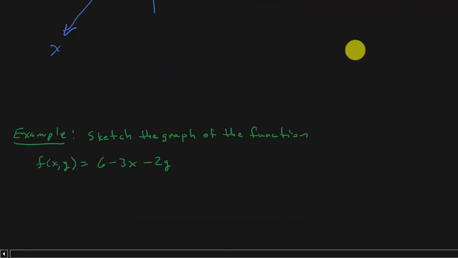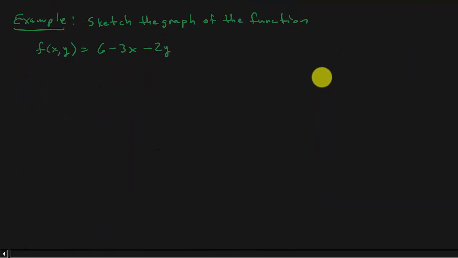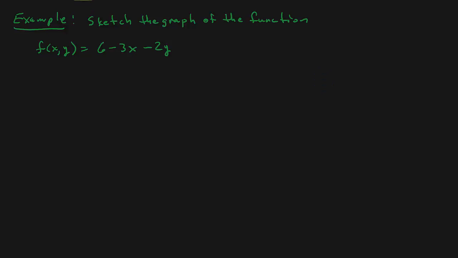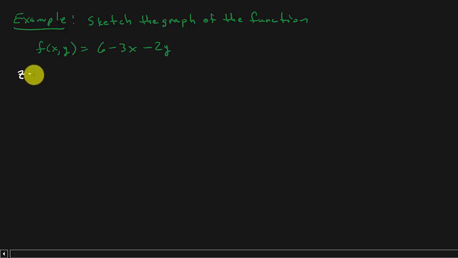All right, so let's look at this. Let's sketch the graph of the function f of xy equals 6 minus 3x minus 2y. All right, so first thing I'm going to do here, I'm going to change this to z equals 6 minus 3x minus 2y.